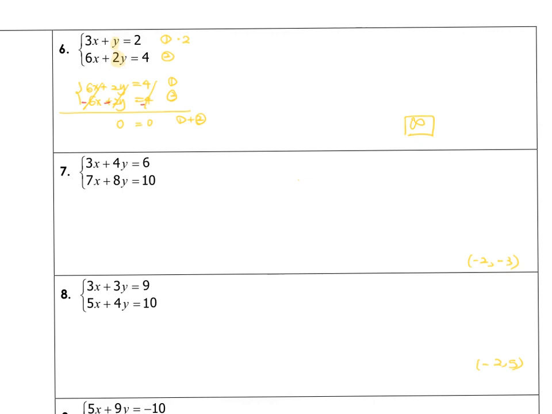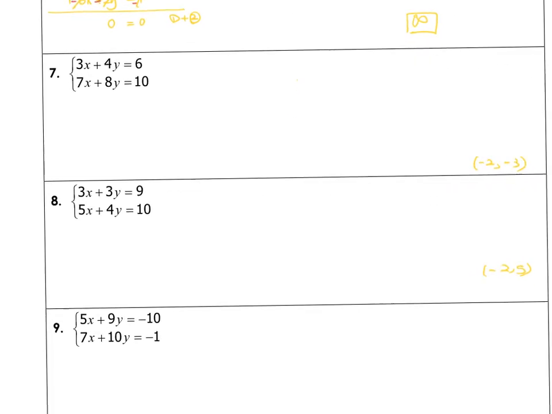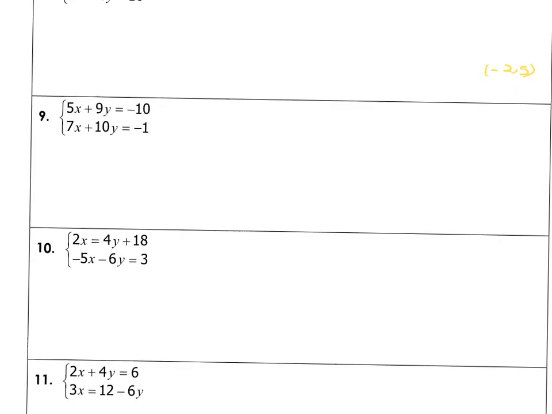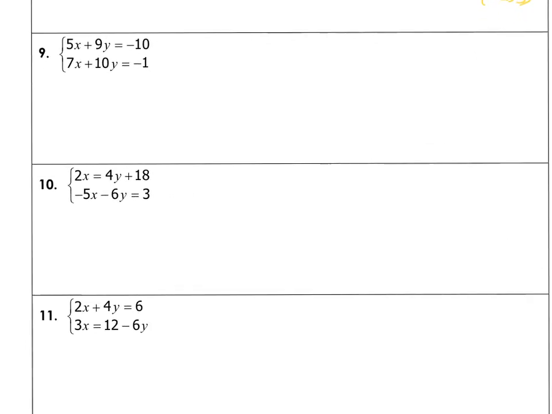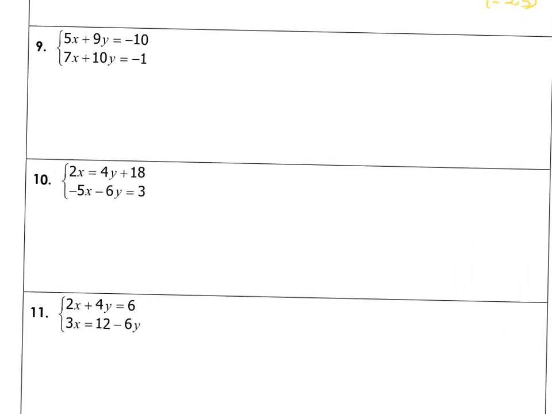Okay, I'm going to move this whole sheet up. And let's look at some of the remainder ones. These are a little bit more complicated. However, it's the same method. So let's look at number 9. I have 5x plus 9y equals negative 10. So that's my first equation. 7x plus 10y equals negative 1. That's my second equation.